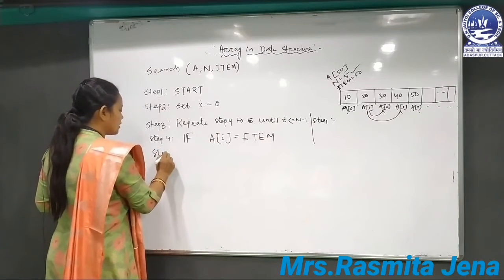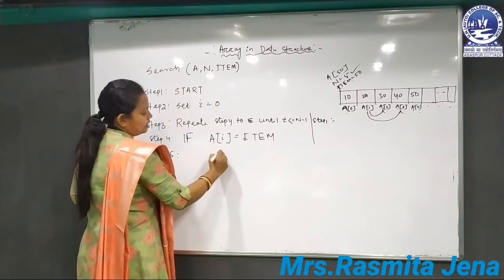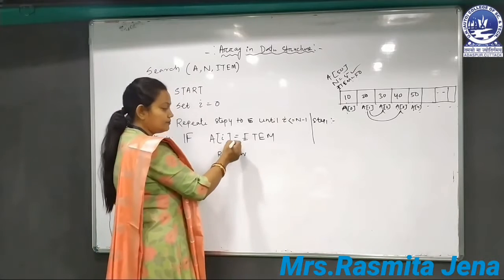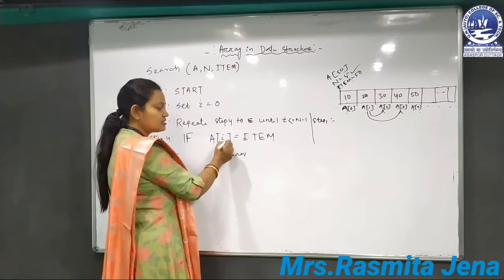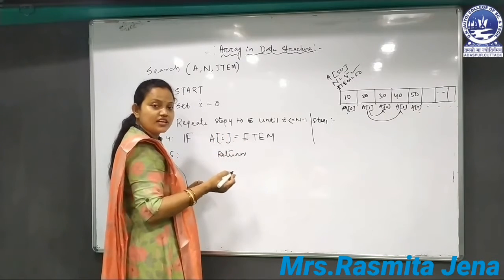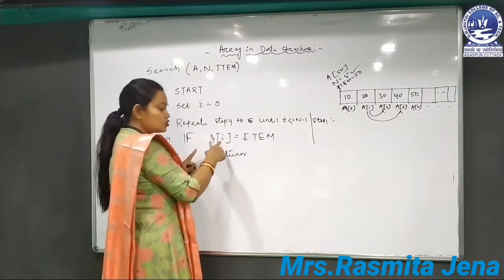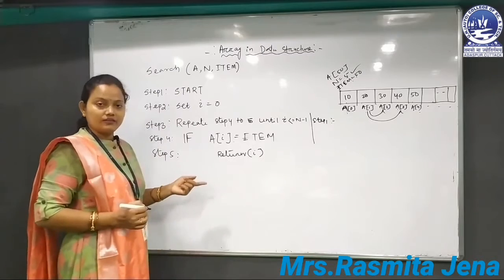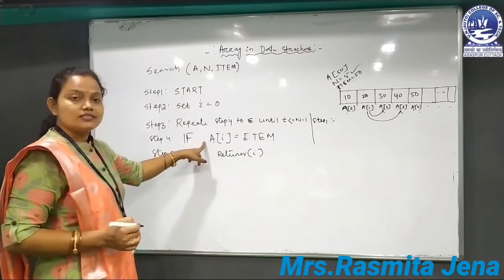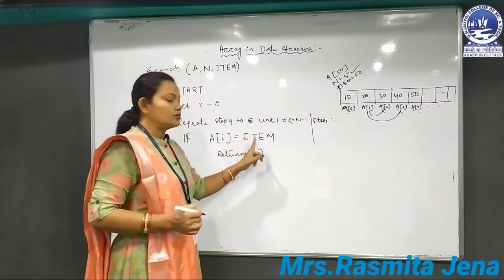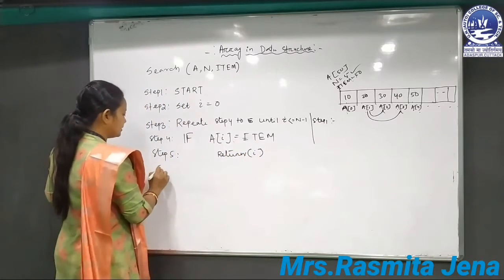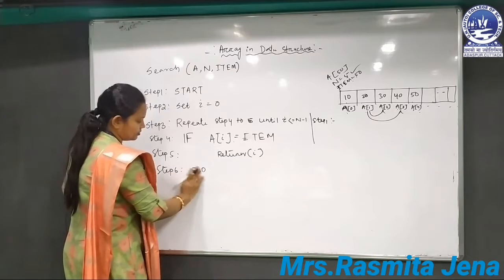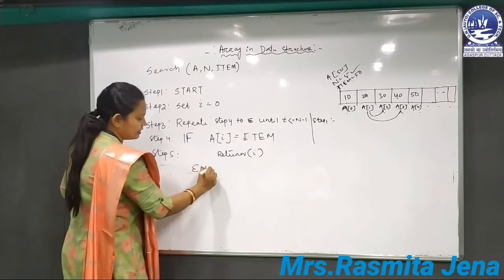That is, in step 5, it will return the location where we get the item. If this condition is true, it means we found our searching element at this location. So in that case we will return the index value of the array, that is I. If this condition is false, that means A of I is not equal to item, then end if. That is step 6, we can simply write end if.